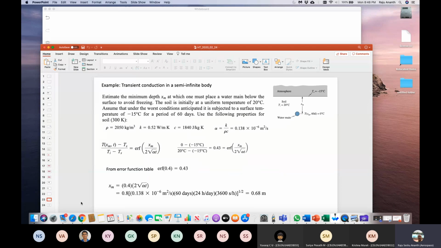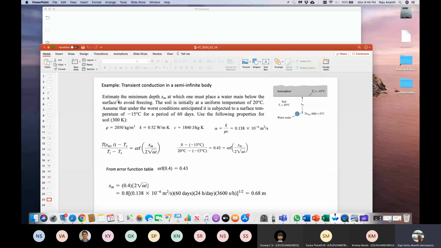I told you before why we are considering such a problem. Let's say it's in a cold country, and typically they found the surface of the earth can get to minus 15 degrees for over 2 months. So the question was asked, how deep should I bury my water pipes that are coming into the house? That's a nice, very practical problem.